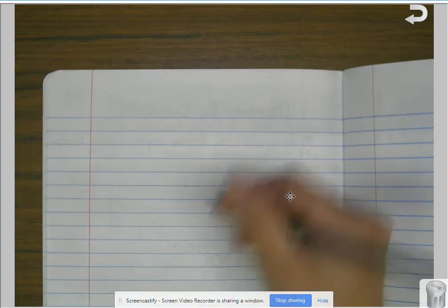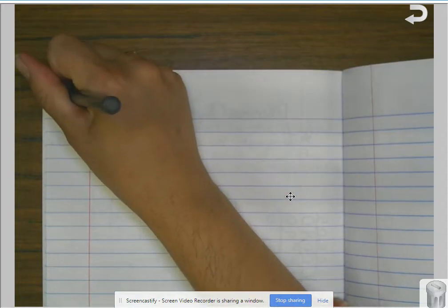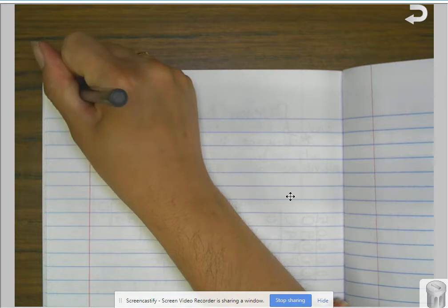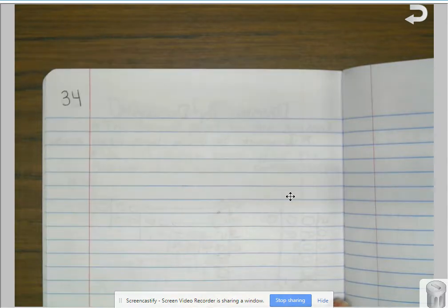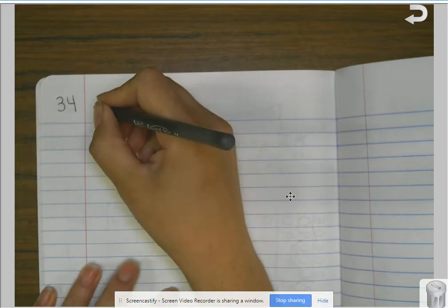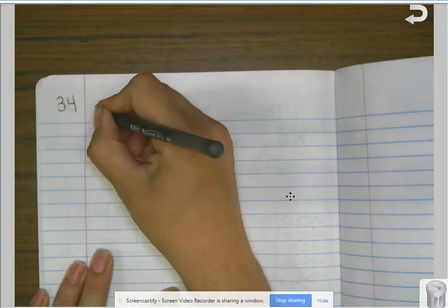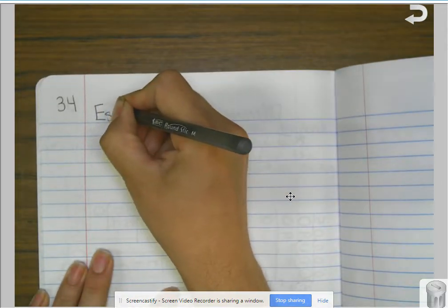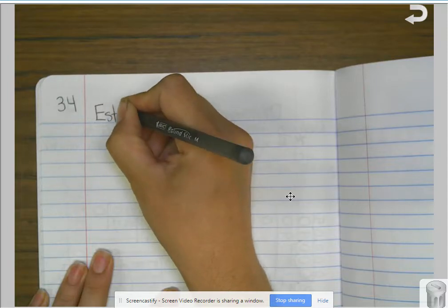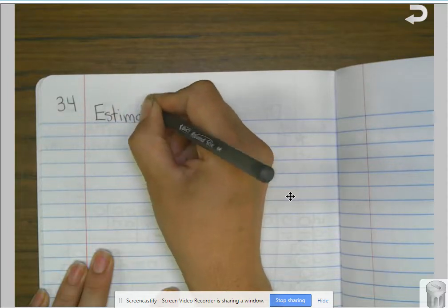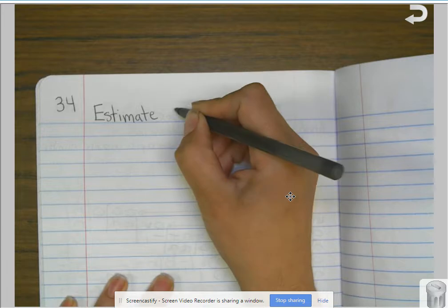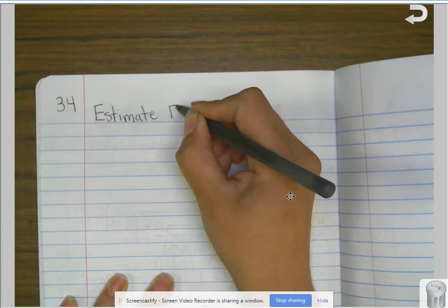Okay, today we're doing estimating products of fractions. So we are now actually into chapter 4. So go ahead and give this one a label of 34, the page number, on the back side of page 33. Okay, and estimating, or we'll just do estimate for short. Estimate fraction products.